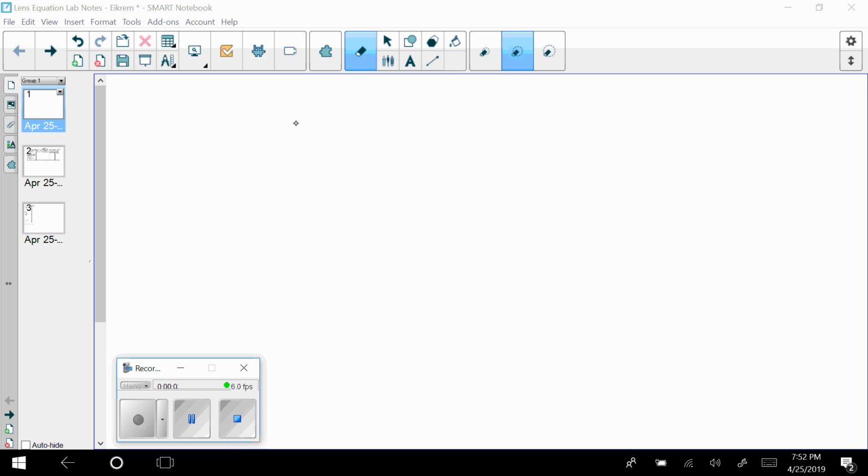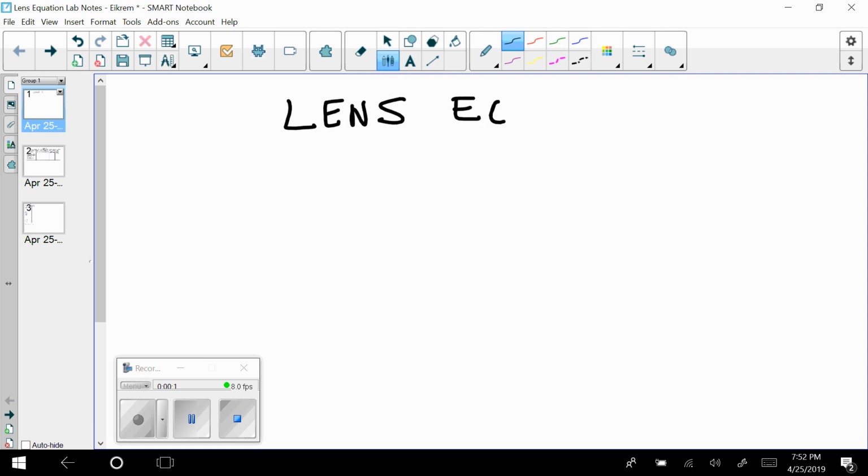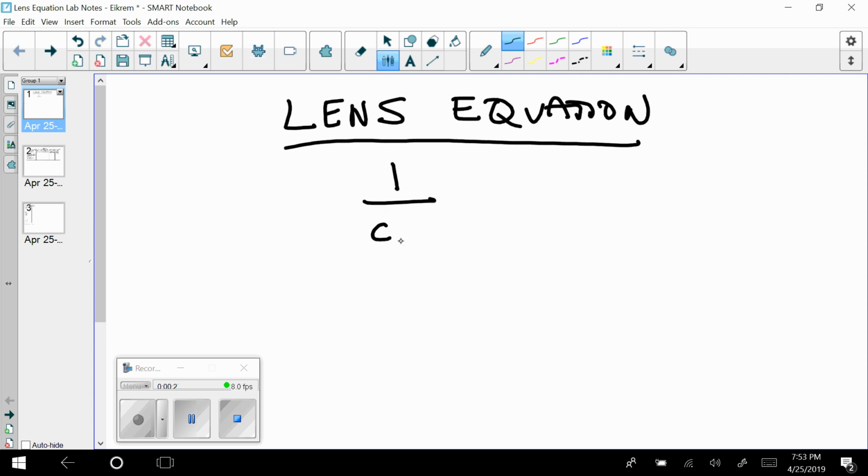Today we're going to talk about using something called the lens equation to predict the location of an image if we know the focal length and the distance of the light source or the object away from a convex lens. The lens equation is 1 over dO plus 1 over dI equals 1 over F.